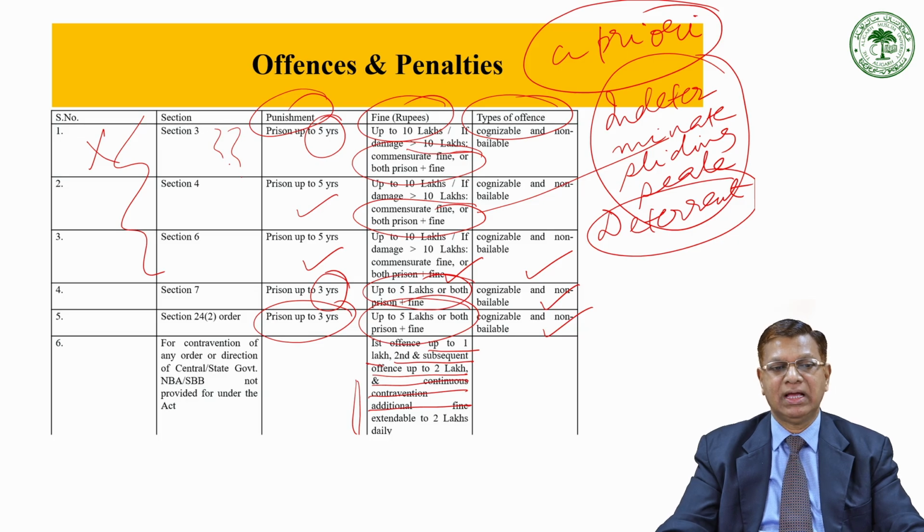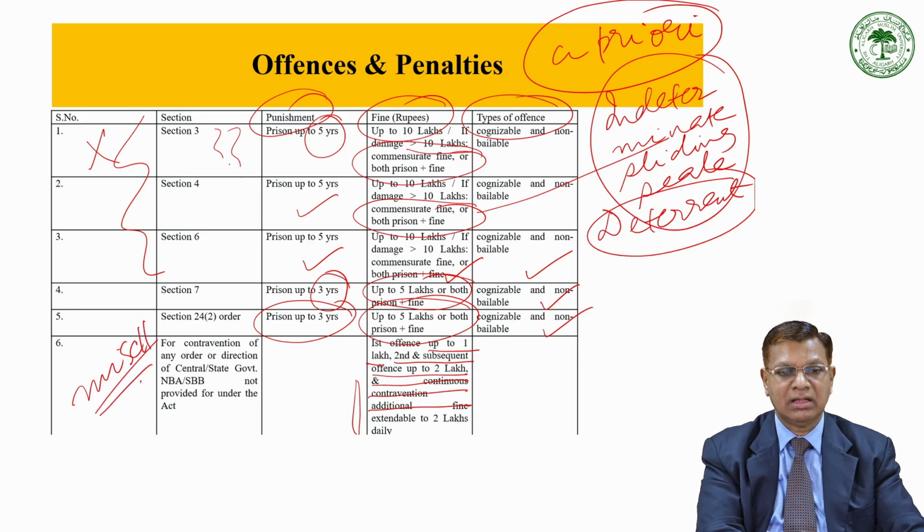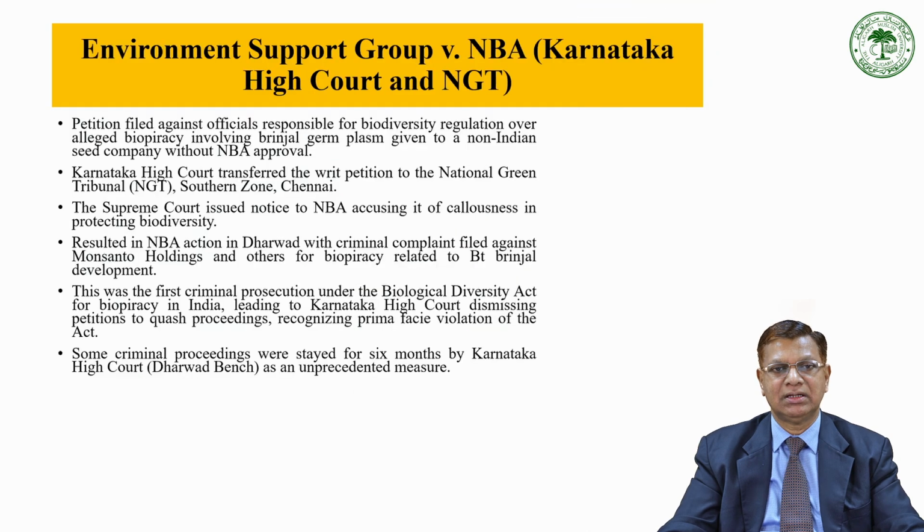And as a miscellaneous provision, any contravention of any order or direction by the biodiversity administration and governance will result in a pecuniary imposition of 1 lakh, 2 lakh and 3 lakh, and 2 lakh on a daily basis for continuing offences and habitual offences.